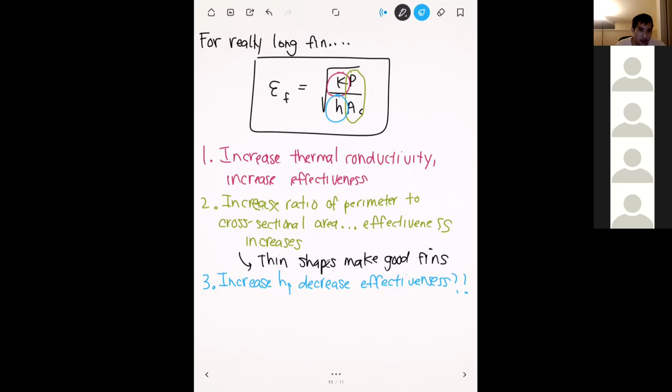It's really counterintuitive if you think about it. But think about it like this: remember this fin effectiveness right here, epsilon F, represents the ratio of heat transfer if the fin was there versus if the fin was not there. And h is just a property of the fluid. It's actually not a property of the fin itself. So if you have a situation where your h is already really high, say you're cooling something with water instead of air, then adding a fin where the fluid is already really good, you don't gain that much benefit.